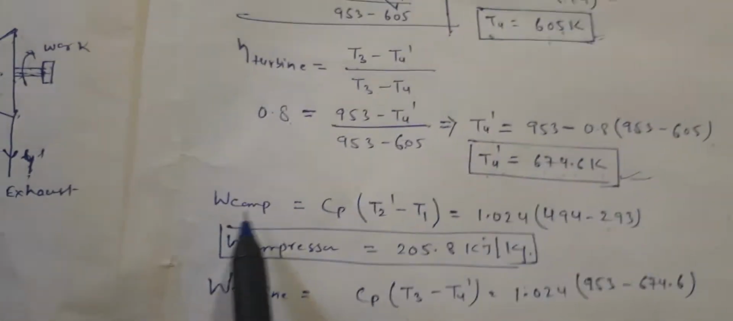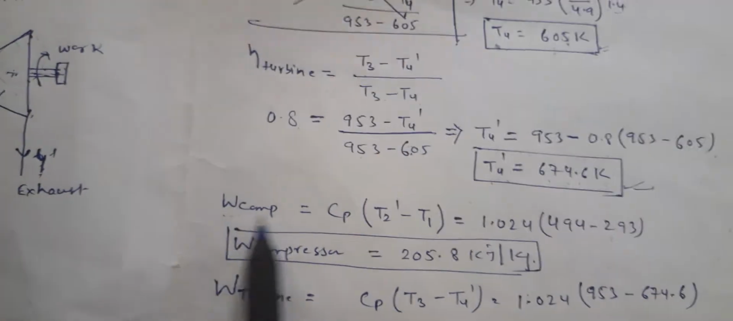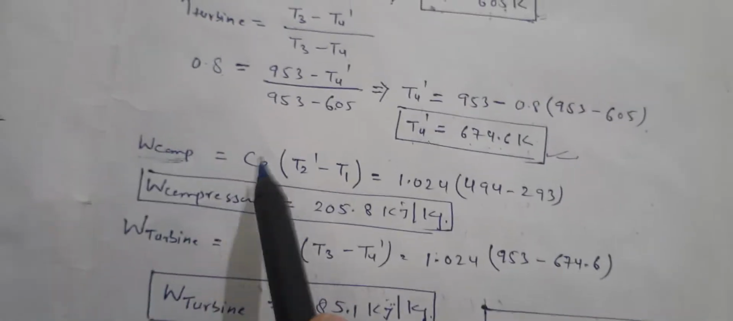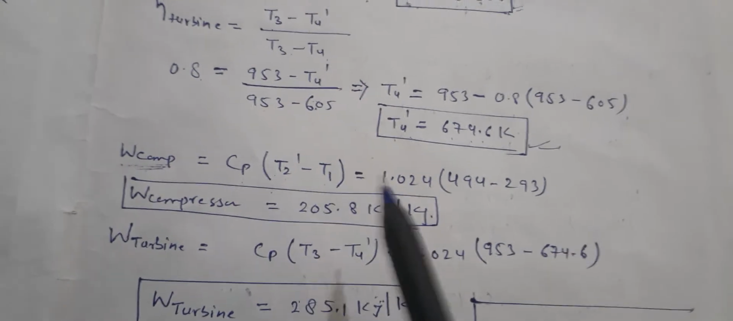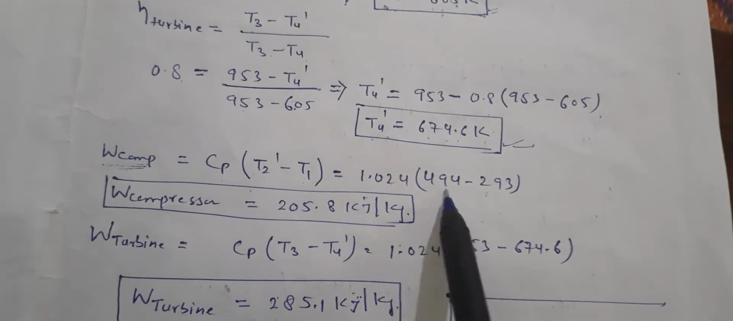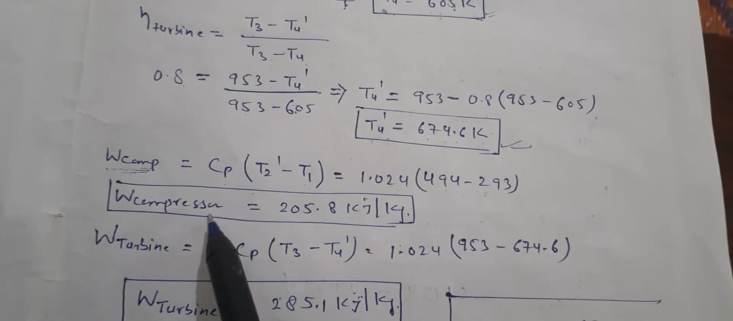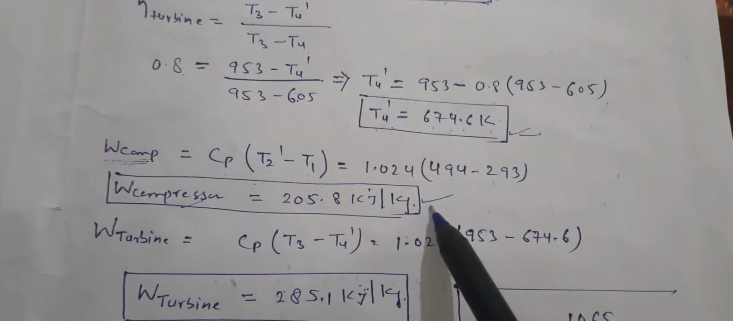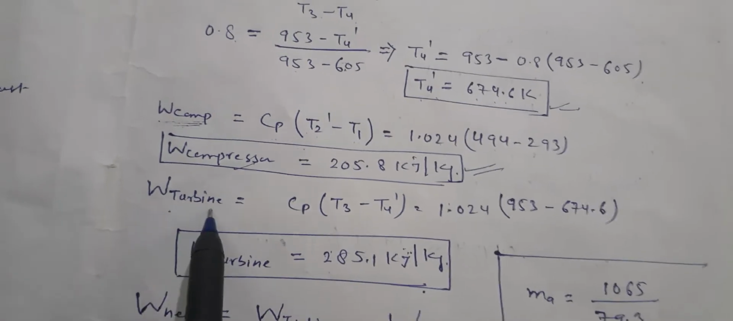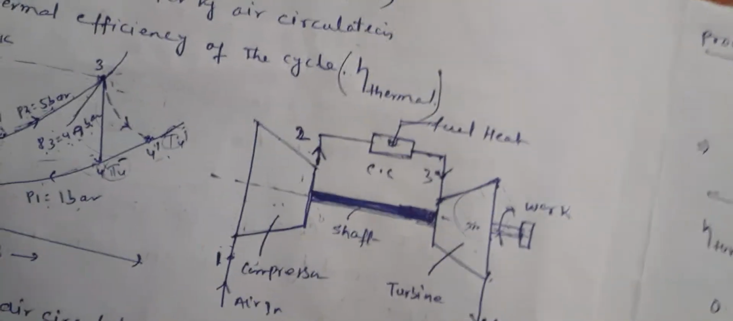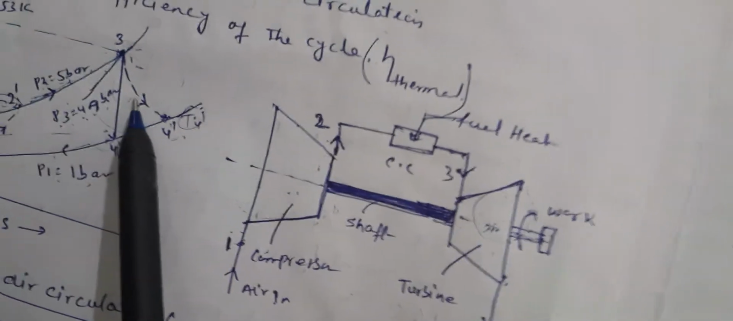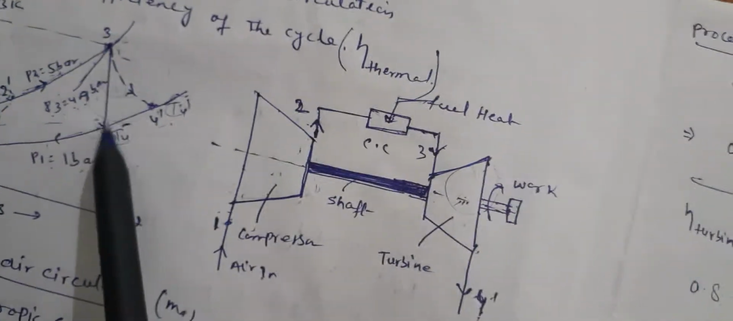After that we have to find the compressor work. The compressor work formula is Cp times (T2 dash minus T1). The Cp value is given and T2 dash is given. Substitute all values in this equation and find the compressor work. After that, the turbine work: since the turbine is there, we have to consider T3 and T4.